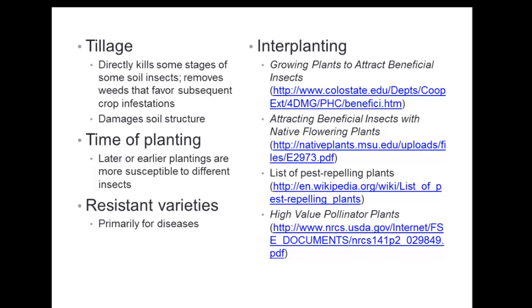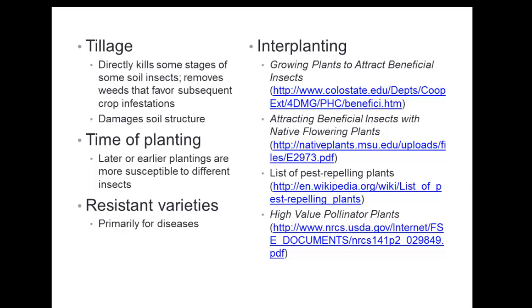Some insects are favored by earlier plantings, other by later plantings. We'll look at some of those in just a few minutes. There is probably for organic growers a greater need even than for conventional growers to try to use resistant varieties when you can. Those resistant varieties are primarily going to give you some benefit in disease management and rarely insect management. However, I think they're still pretty important.